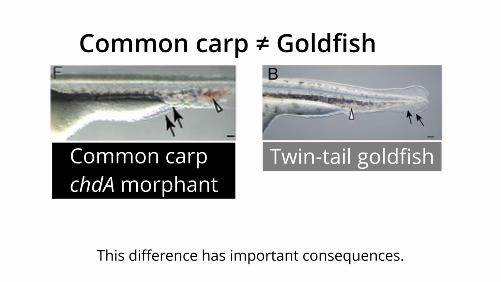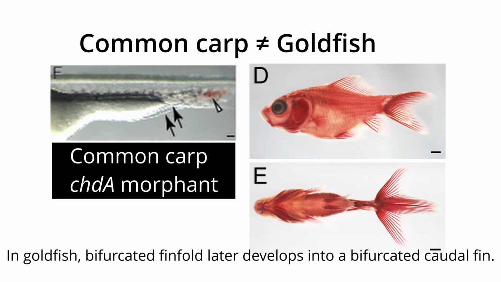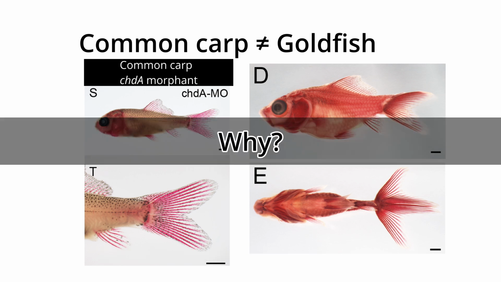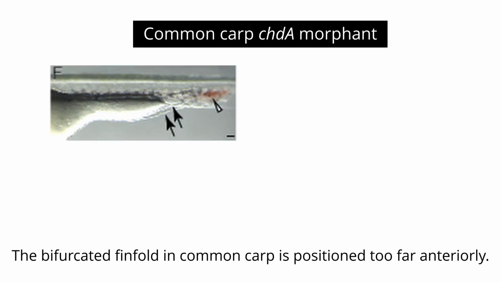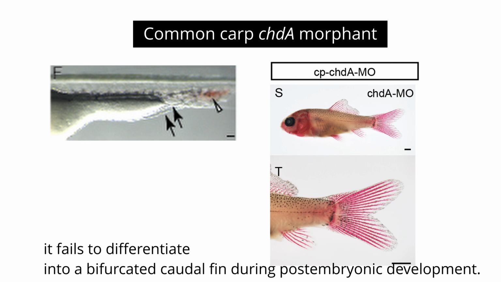This difference has important consequences. In goldfish, the bifurcated fin fold later develops into a bifurcated caudal fin. But in common carp, this does not happen. Why? The bifurcated fin fold in common carp is positioned too far anteriorly. Because of this, it fails to differentiate into a bifurcated caudal fin during post-embryonic development.